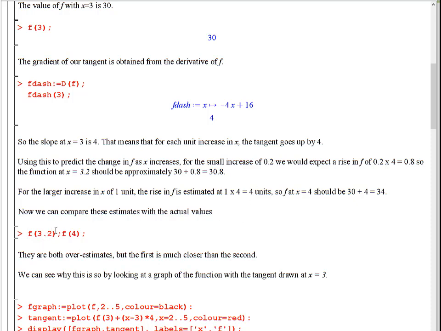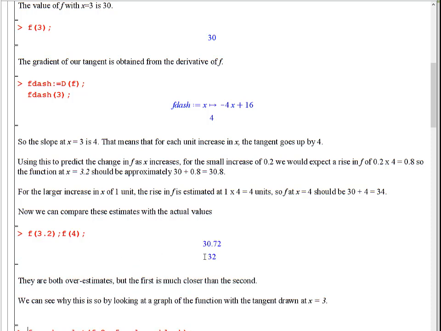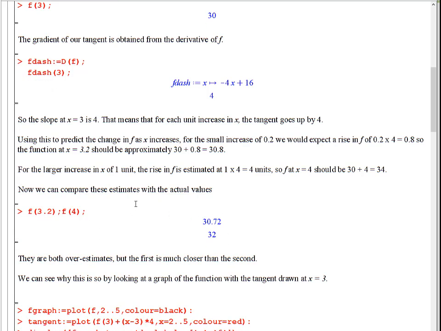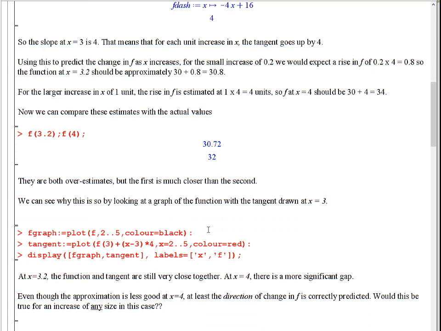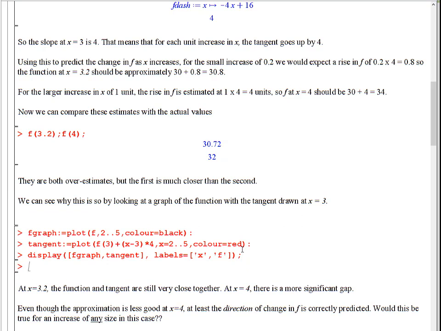But now, because we know the actual function, we can compare the values. We can see that they are both overestimates, but the first one is closer. For the first one I predicted 30.8 and it's really close, 30.72. For the second one I predicted 34 and it's really 32. So it's not so good, the second one. Of course we can just draw a picture here to see what's going on.